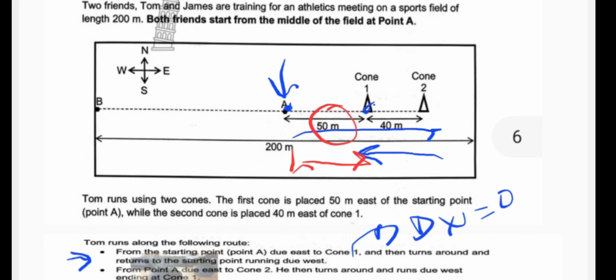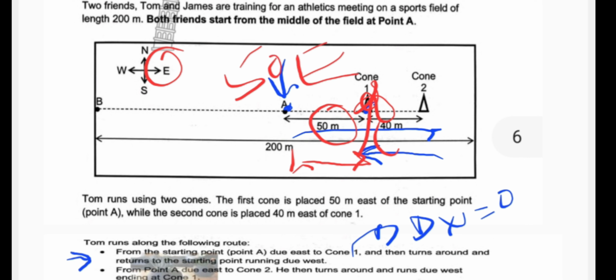But remember that position is a vector quantity. By just saying 50 meters, we wouldn't have done justice. We must also include the direction. Tom will be somewhere here, because this is where he ended. There is Tom. I was trying to draw Tom there at cone 1. You can see that from point A, which was the initial point, the reference point, he is 50 meters east of the initial point. So that will be the solution then.